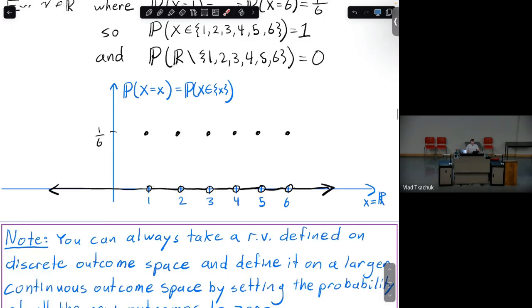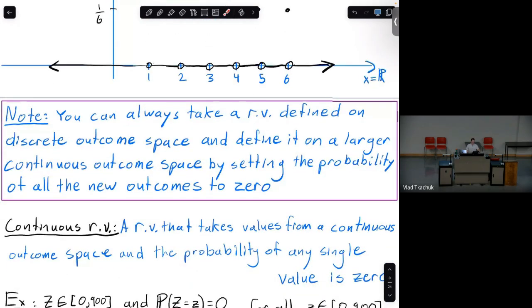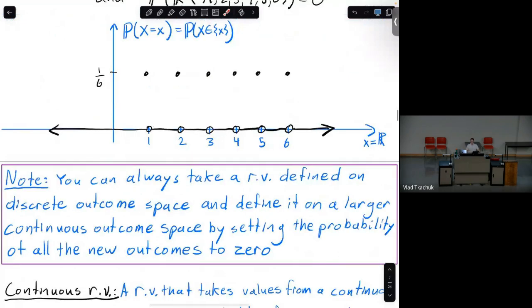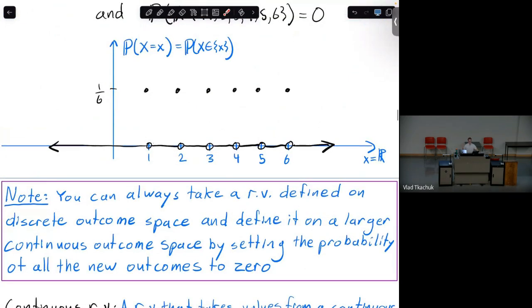Okay. I'm going to answer the question in the chat right after I introduce the continuous one. This note is basically saying exactly what I said, which is that you can always take a random variable defined on a discrete space, and you can define it on a larger continuous space. You probably won't need to formally do this very much at all in this course, but you should just know this information.